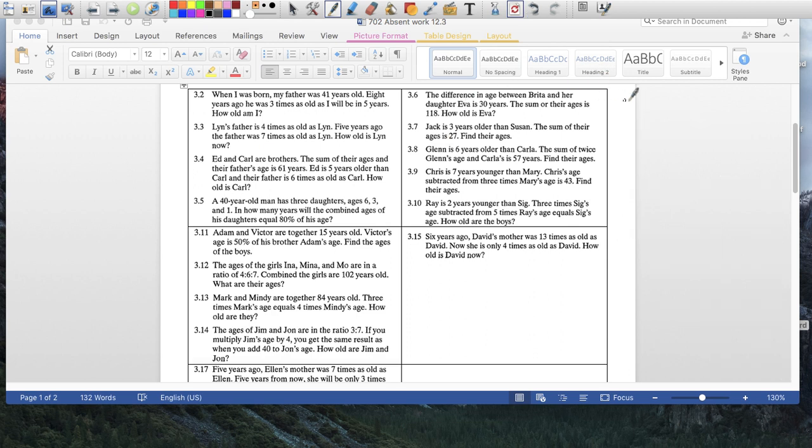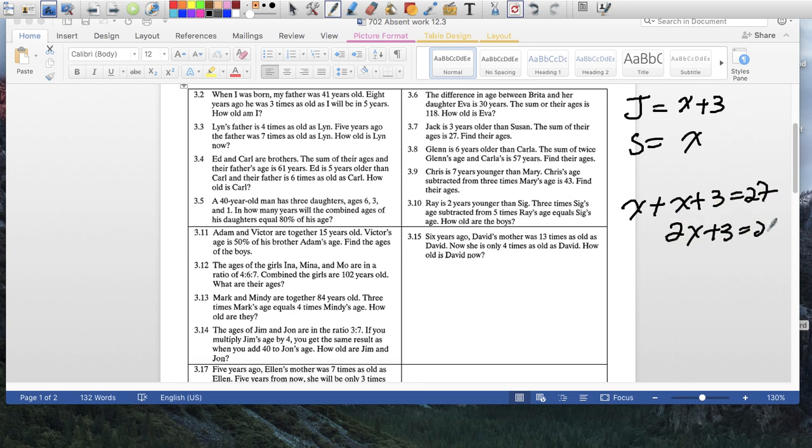Jack is 3 years older. Okay, so here's Jack and here's Susan. Let's call Susan X. Jack is 3 years older, so he would be X plus 3. Right? So the sum of their ages is 27. So again, it's X, Susan, plus Jack, X plus 3, equals 27. Find their ages. 2x plus 3 equals 27. We're going to subtract 3 from both sides, and you're going to get 24. Divide by 2, and x equals 12. So you get one person being 12 and the other person being 15.